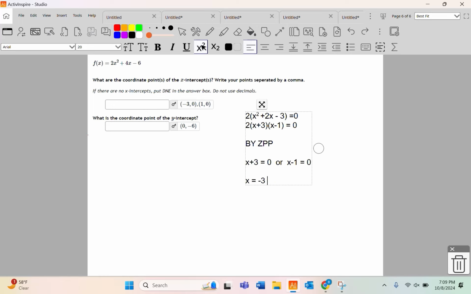So x is negative 3, or x is a 1. And you can see here what they've done. How did they find the y-intercept?